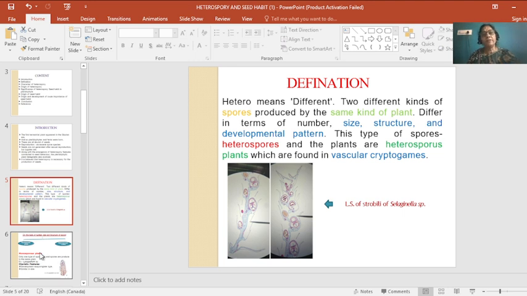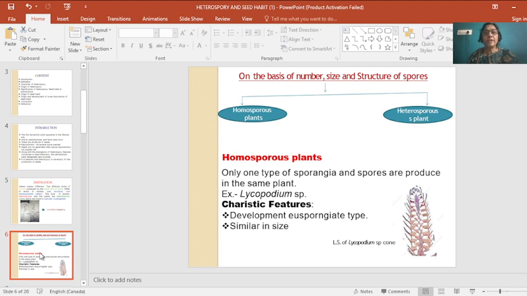If you see the definition of heterospory, hetero means different. Two different kinds of spores produced by the same kind of plant differ in terms of number, size, structure, and developmental pattern. These heterosporous plants are found in vascular cryptogams. On the basis of number, size, and structure of spores, they are of two types. One is known as the homosporous plant, and the other is known as the heterosporous plant.